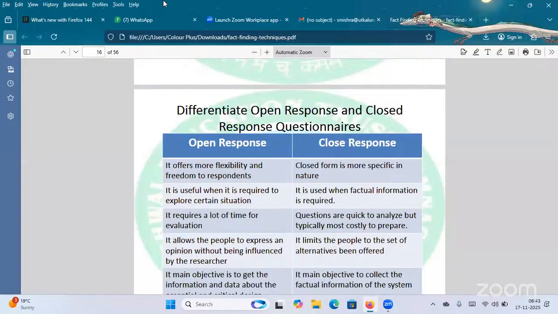But in case of closed response, questions are quick to analyze, but typically most costly to prepare because the most appropriate answer must be within the answer set. So in case of open response, it allows the people to express an opinion without being influenced by the researcher. But in case of closed response, it limits the people to the set of alternatives being offered.